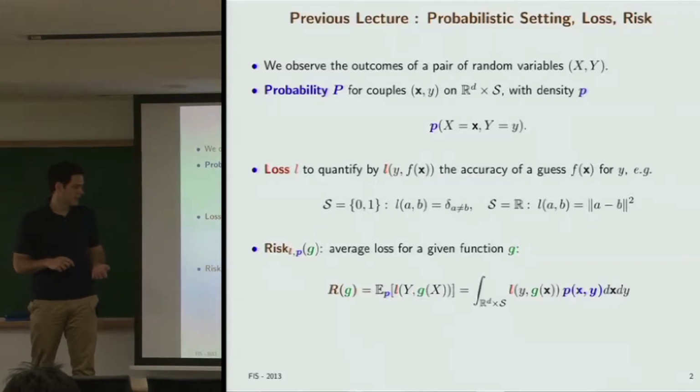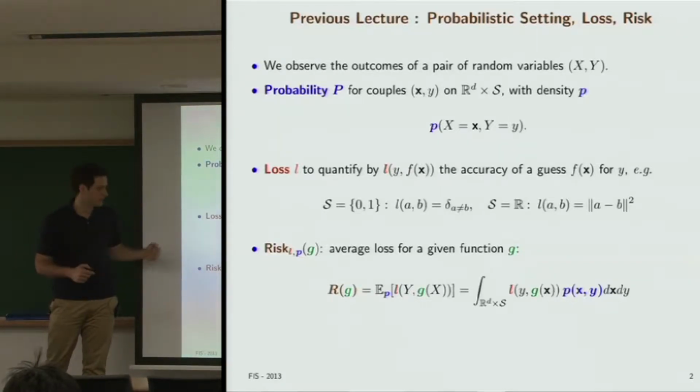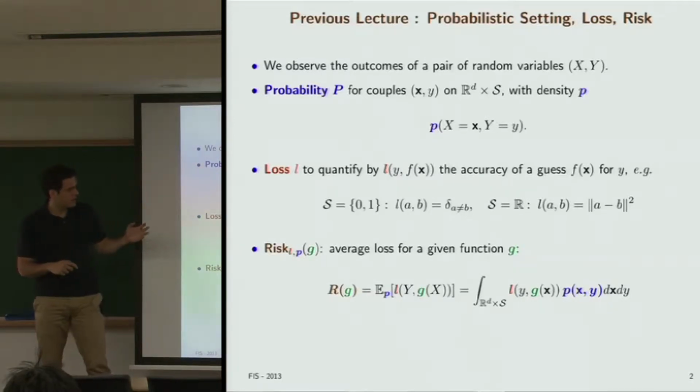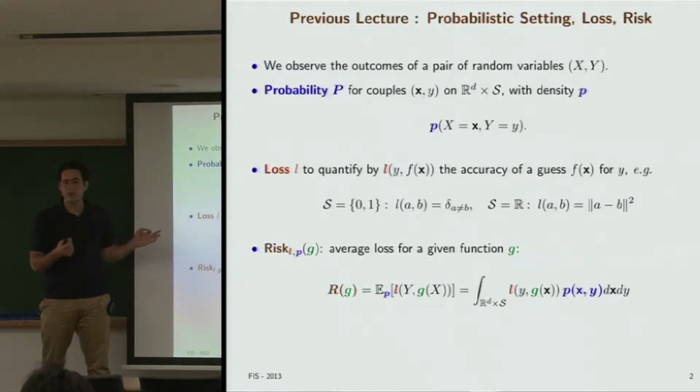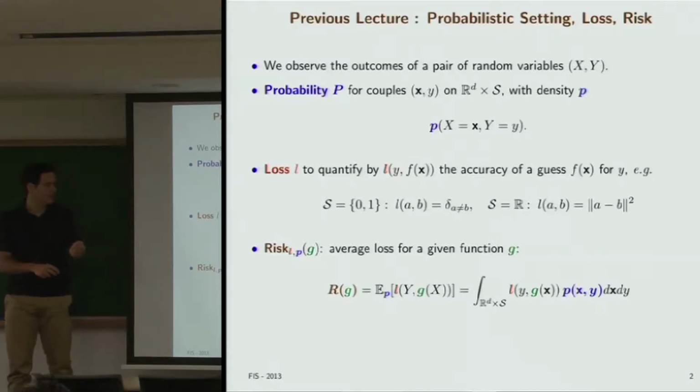And the other important thing that we have introduced is the loss function, which is basically a way to quantify how wrong a prediction is. So in the case of binary classification, it's quite natural to use the 0-1 loss. In the case of regression, one can use the squared loss.